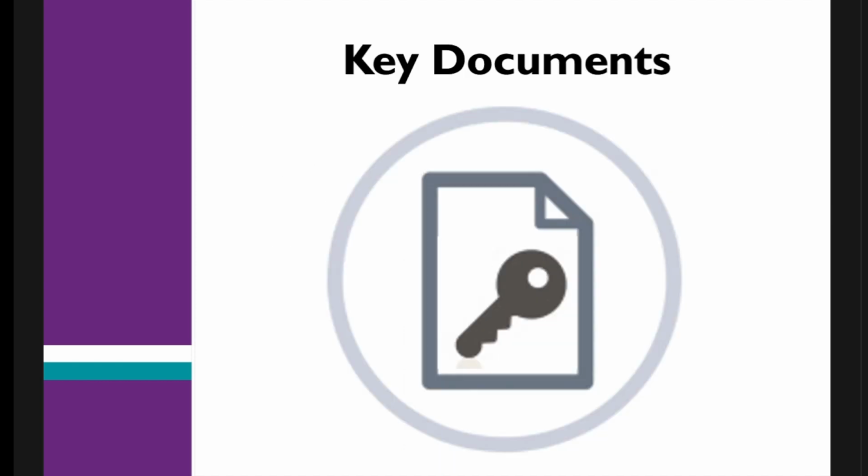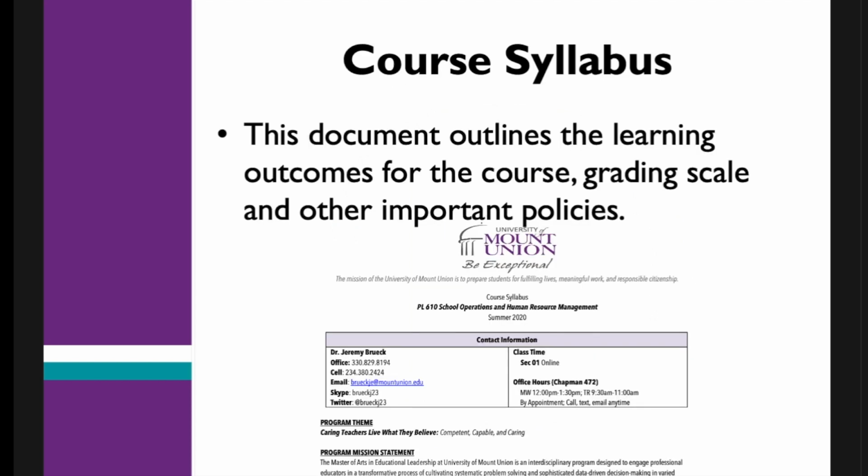Now that you've learned about some of the key online spaces for this course, let's take a look at some of the documents that will guide you over the course of our semester. The course syllabus is accessible through the course Brightspace site. This document outlines the learning outcomes for the course, the grading scale, and other important policies. Please review it carefully prior to the start of class.